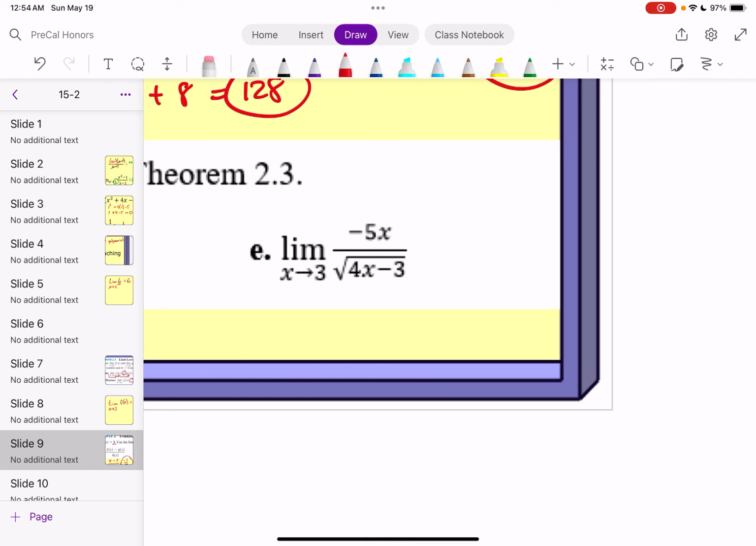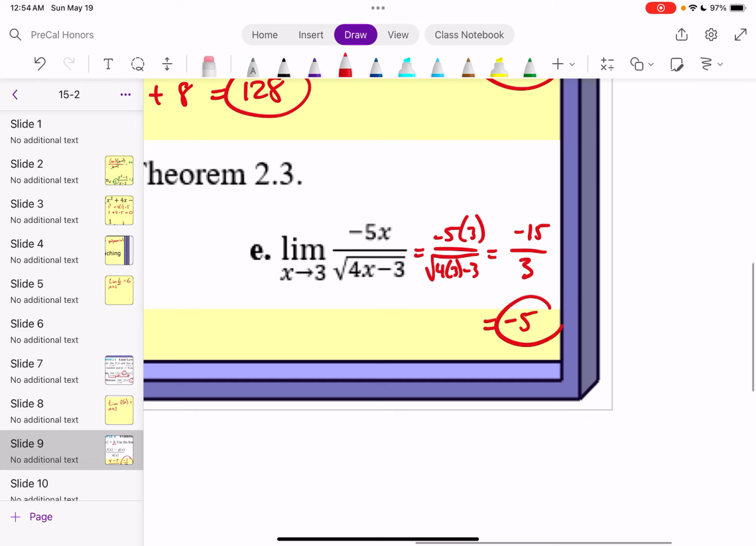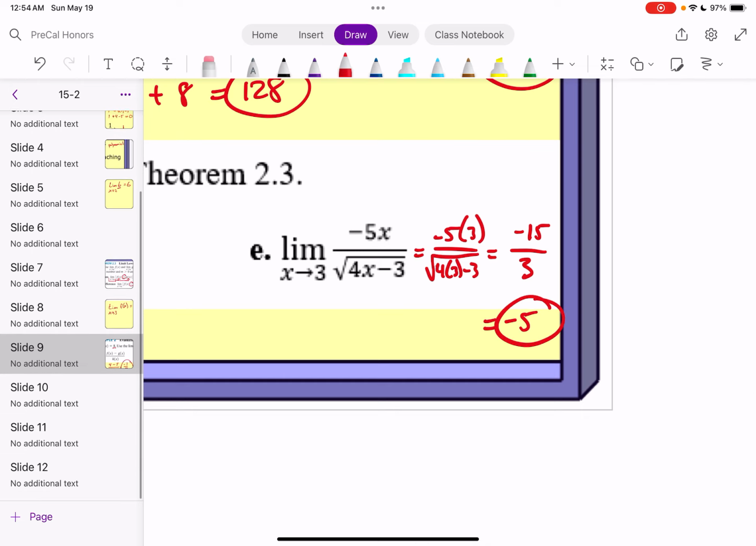In E, we replace the x value with 3. This would leave you with negative 5 times 3 over the square root of 4 times 3 minus 3. This would leave you with negative 15 over, now, 4 times 3 is 12, minus 3 is 9. The square root of 9 is 3. Our final answer here will be a negative 5 as a final answer.